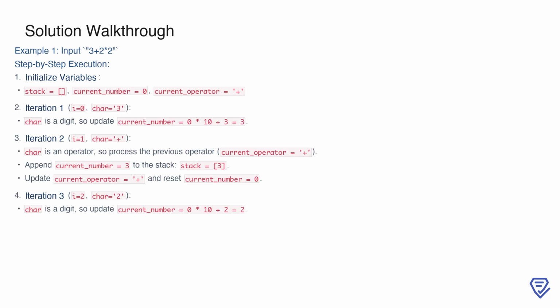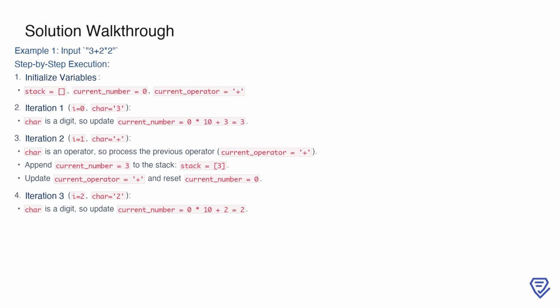In the first iteration, the character is 3, which is a digit. We update current_number by multiplying the current value by 10 and adding the digit, resulting in current_number equals 3. In the second iteration, the character is plus, which is an operator. At this point, we process the previous operator, which is plus. Since the operator is addition, we append current_number, which is 3, to the stack. The stack now contains 3. We then reset current_number to 0 and update the current_operator to plus.